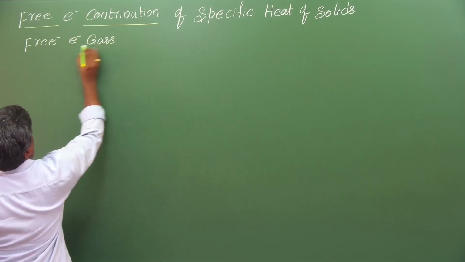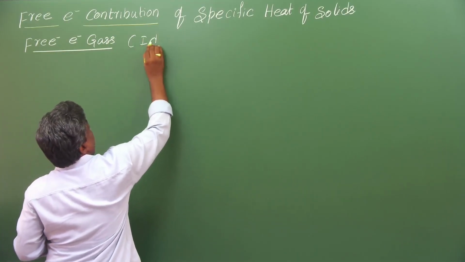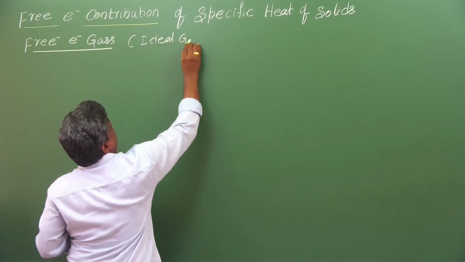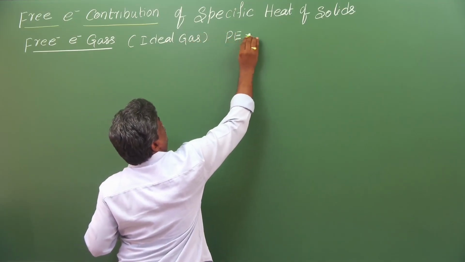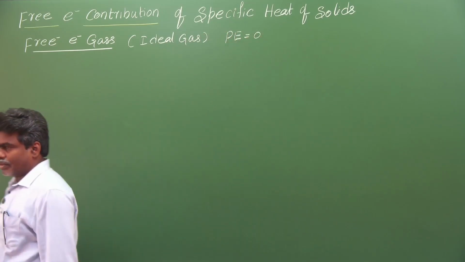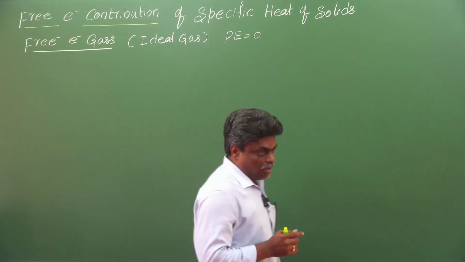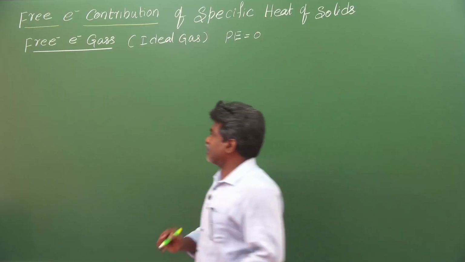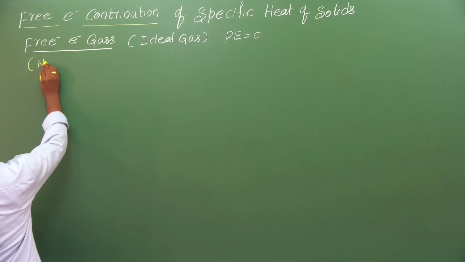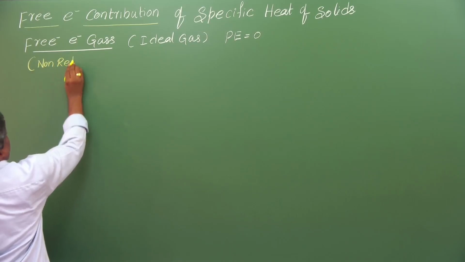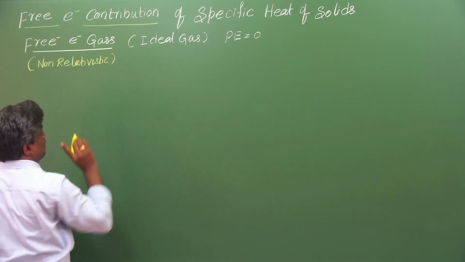Sir, what is the meaning of a free electron gas here? That too ideal case we are taking, that means ideal gas. What is the ideal gas? Potential energy equal to 0. Now you have a doubt. Sir, which case are you considering, relativistic or non-relativistic? Non-relativistic. So I am considering this free electron gas, non-relativistic. Very important, very crucial.